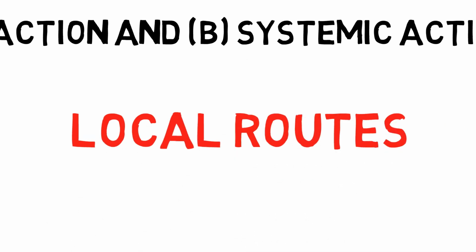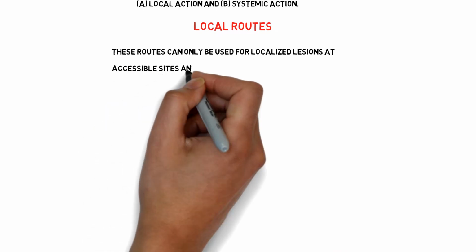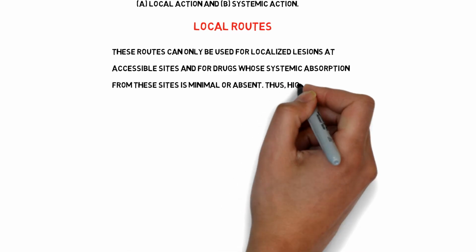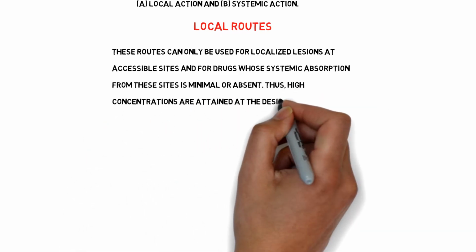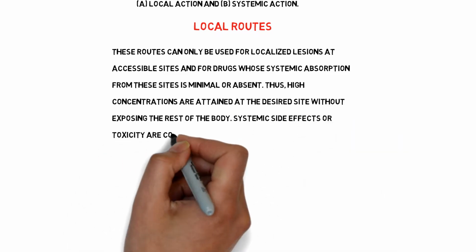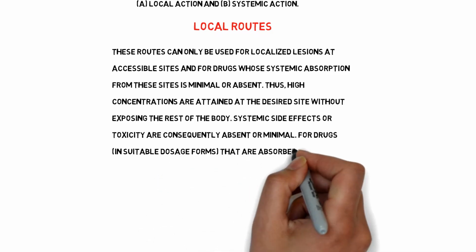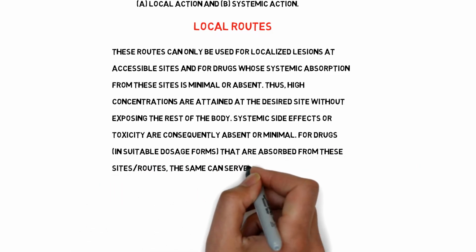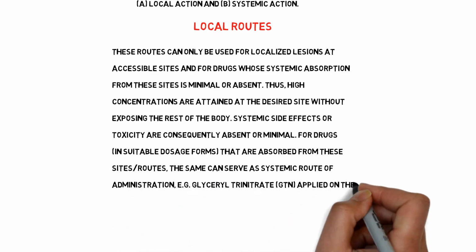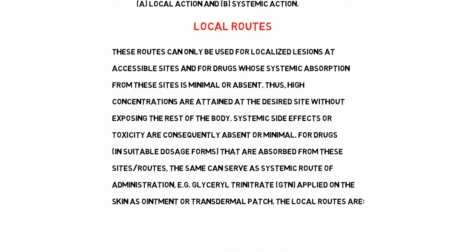Local routes. These routes can only be used for localized lesions at accessible sites and for drugs whose systemic absorption from these sites is minimal or absent. Thus, high concentrations are attained at the desired site without exposing the rest of the body. Systemic side effects or toxicity are consequently absent or minimal. For drugs that are absorbed from these sites, the same can serve as a systemic route of administration, for example, glyceryl trinitrate applied on the skin as ointment or transdermal patch.